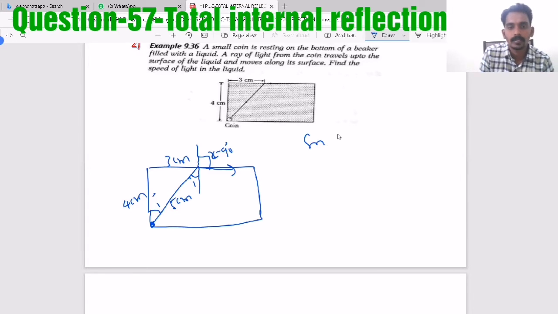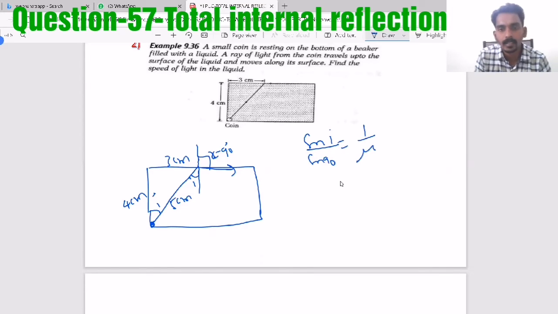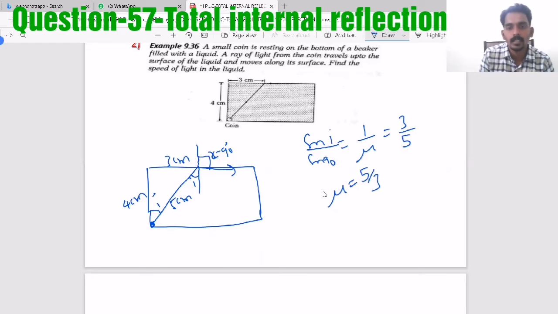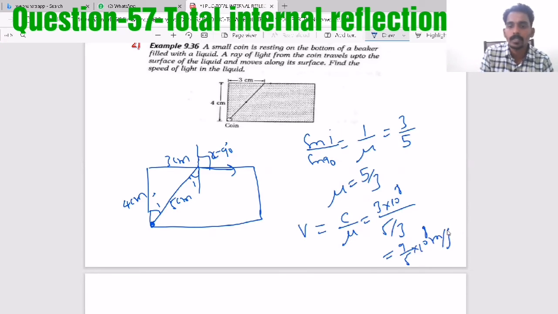And from the diagram, sin I by sin R, with sin 90 equal to 1, gives 1 by mu. So how do we find the value of I? It is from this right angle triangle. So sin I means opposite by hypotenuse, 3 by 5. So the mu value will become 5 by 3. So the speed of light in the liquid, meaning the medium, is c by mu. So 3 into 10 power 8 divided by 5 by 3, which is nothing but 9 by 5 into 10 power 8 meter per second. So from the given condition, if you can find the refractive index, then you can find the speed of light in that medium.